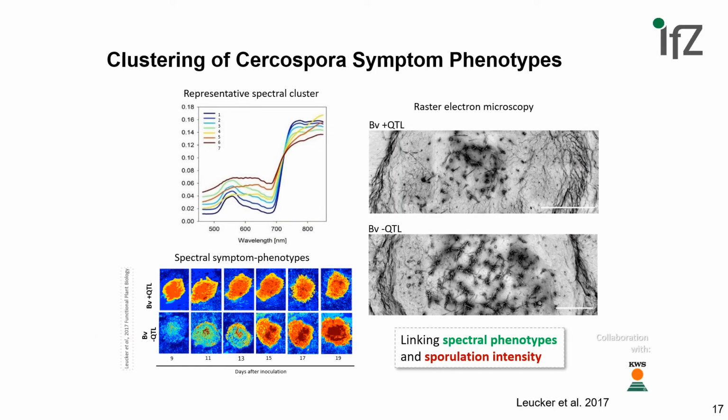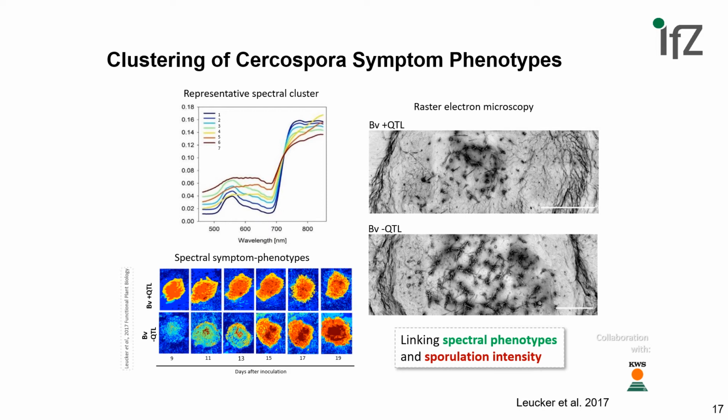We can make use of this information for several relevant research tasks or also for plant breeding. For the case of Cercospora, we had an investigation of tolerant and resistant genotypes and used hyperspectral imaging to compare and characterize symptoms on tolerant or resistant genotypes. And here you see the results of that.